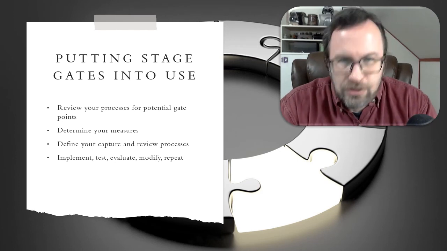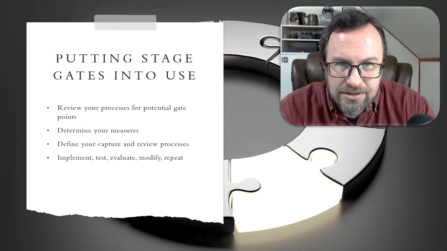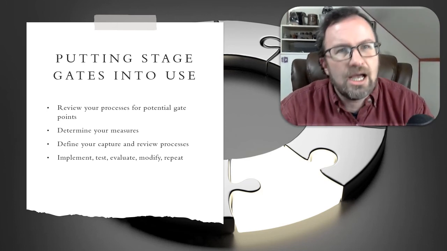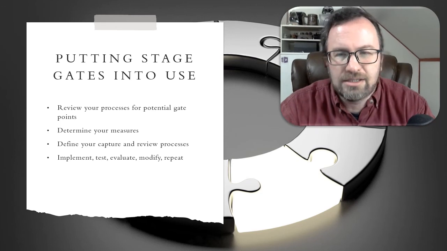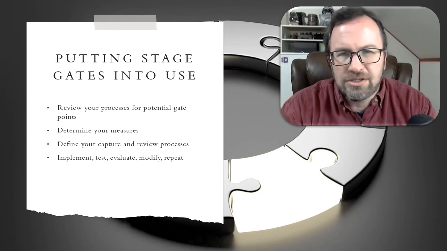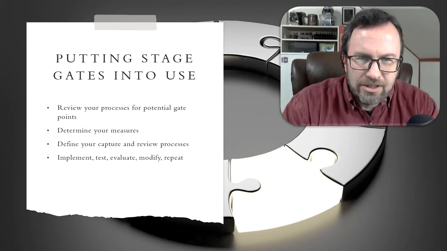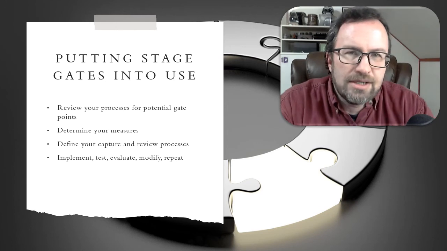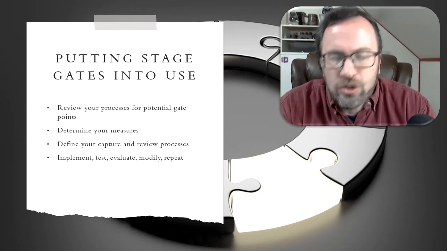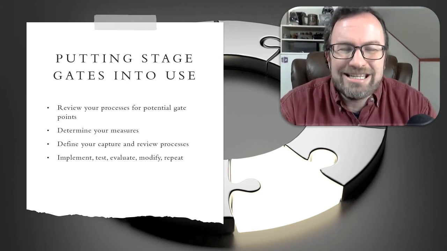So how do I put it to use? First, review your processes. Look at them carefully. Look at your flowcharts, look at your outlines, look at your documents, look at your task list. Look at everything and determine, are there some opportunities to put some gates in there to understand I'm ready to go to the next step in the process. If it's project management and you have project templates, I guarantee you will find opportunities for stage gates as soon as you look at them. They tend to stand out.